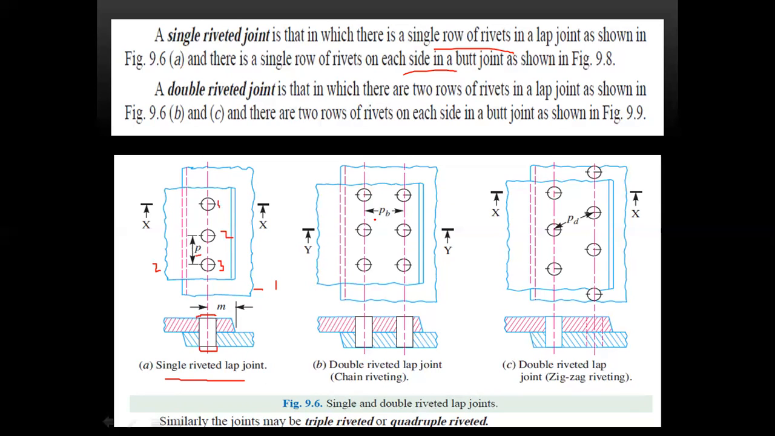So here you have the other nomenclature Pb. So chain rivets 1, 2, 3, 4 like this. So this is a double riveted lap joint. Next, coming to the double riveted zigzag joint.